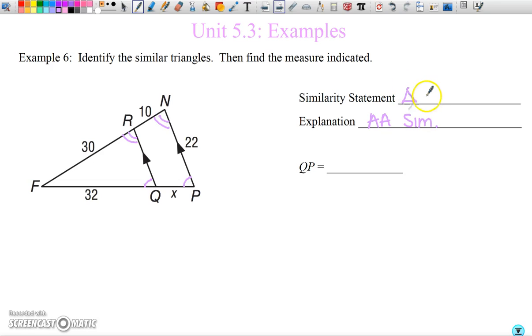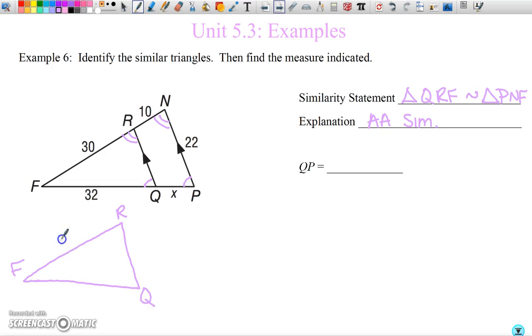So if I go with triangle QRF, that would be similar to triangle. Now I use Q first, so I have to use P, and then I have to go to N, and then F last. So what sides correspond? Well, if we're looking at this, what we really should do is pull these two triangles apart. Okay, so let's go ahead and do that and pull these apart. And I left you some room on that paper too.